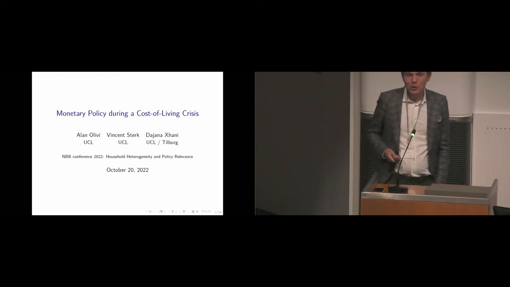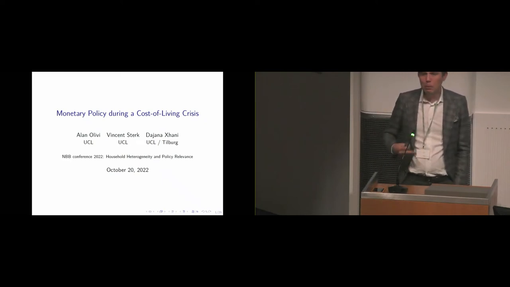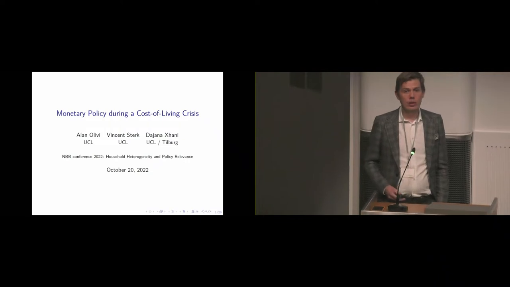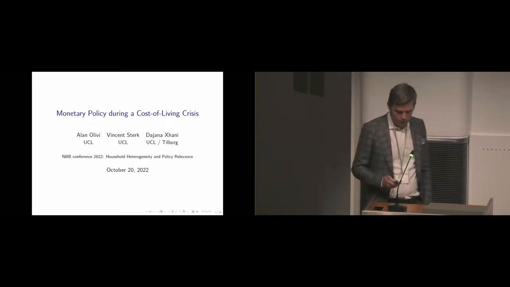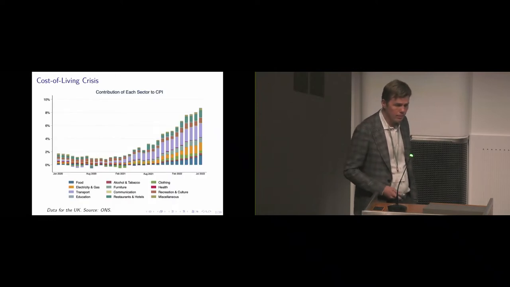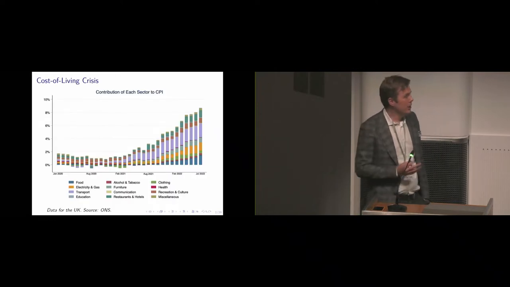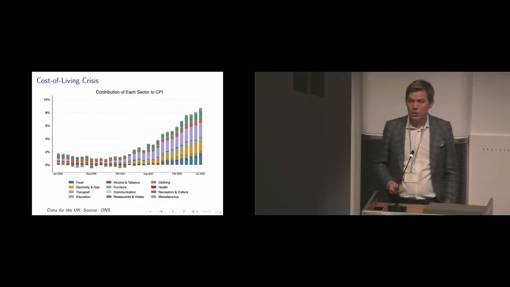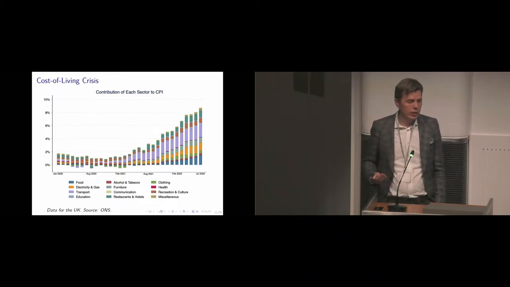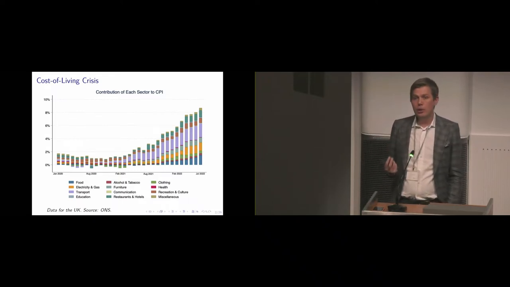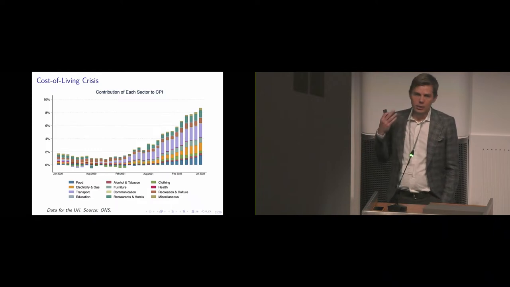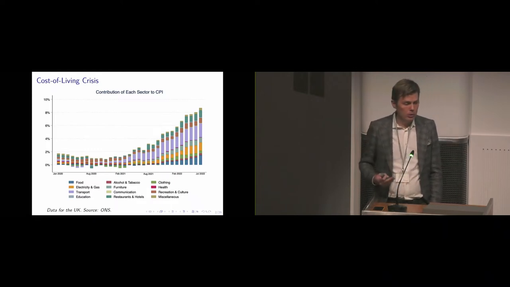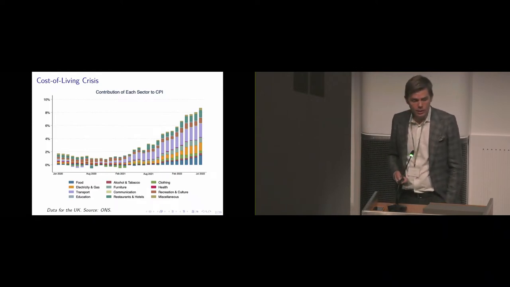Yeah, so in this paper, we want to think about monetary policy trade-offs during a situation like the current one, which has been labeled a cost of living crisis. What we've seen, and we've seen part of this in earlier presentations today as well, is a huge increase in inflation, but importantly, that has been driven disproportionately by certain sectors. Think of energy, but to some extent also food, for instance.